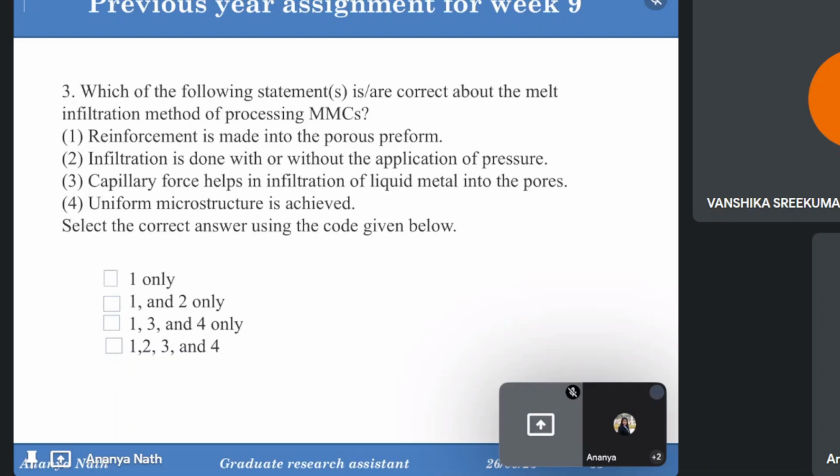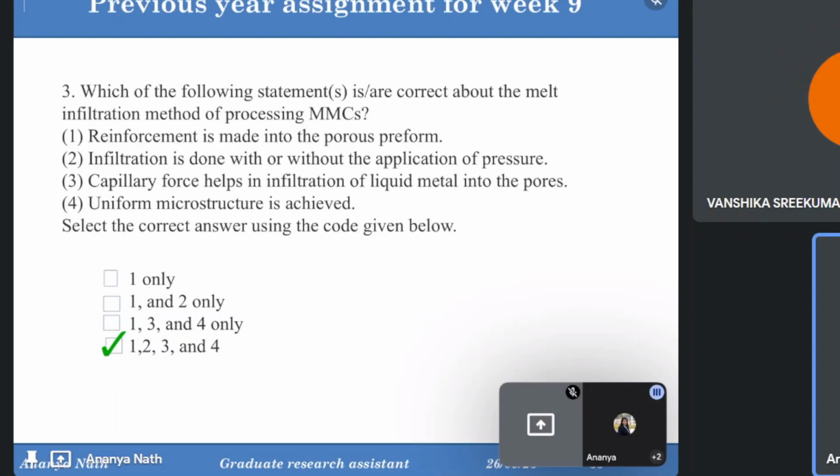I think one, two, three, and four all. Yes. Ma'am, I had a doubt on the fourth option, fourth part, like uniform structure is achieved. Okay. Why is uniform microstructure achieved?